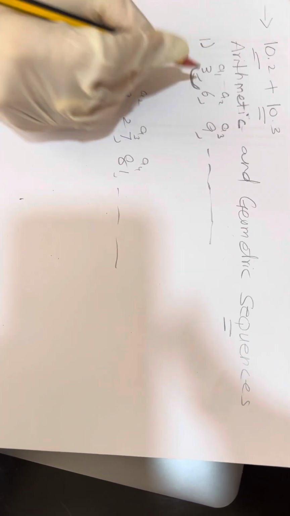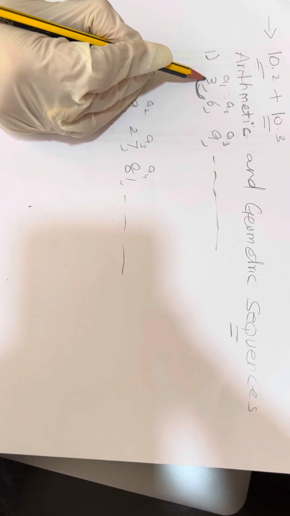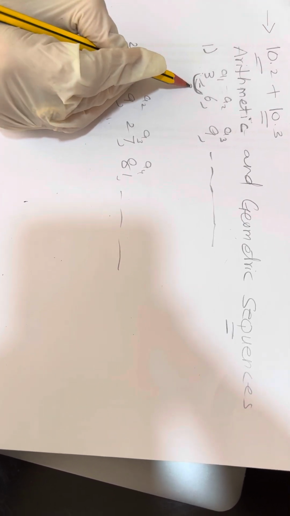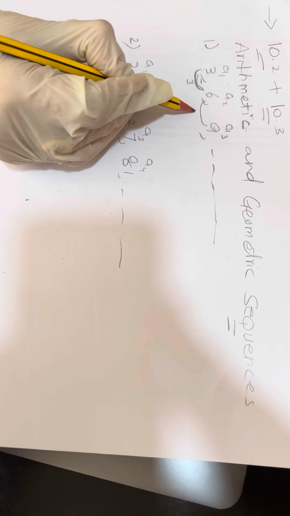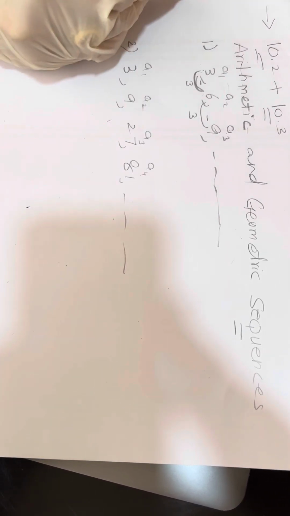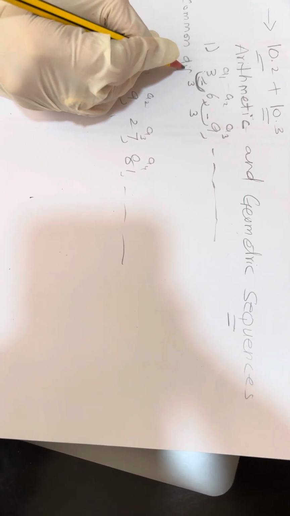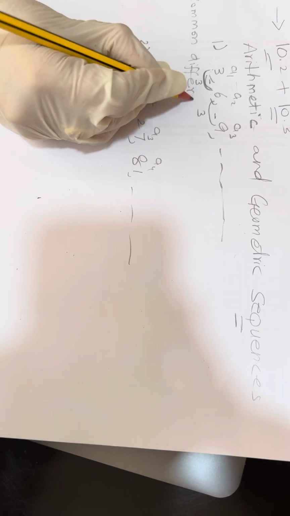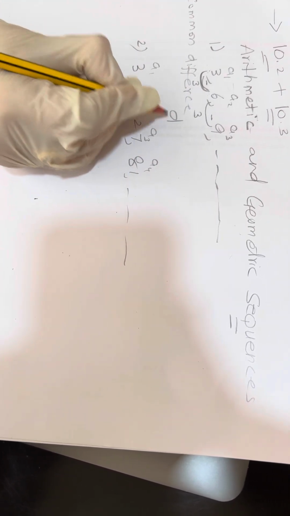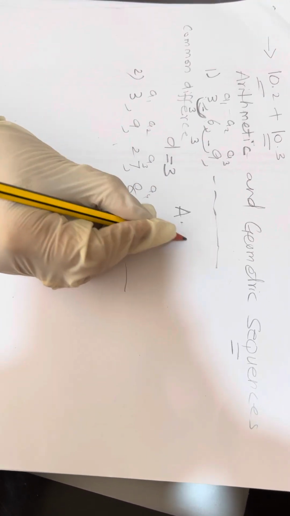How can we find the common difference? A2 minus A1, meaning second term minus first term. So 6 minus 3 is 3. 9 minus 6 is also 3. So you can see the common differences are the same, right? And we represent the common difference by D. So here D is equal to 3. So it means this is an arithmetic sequence.